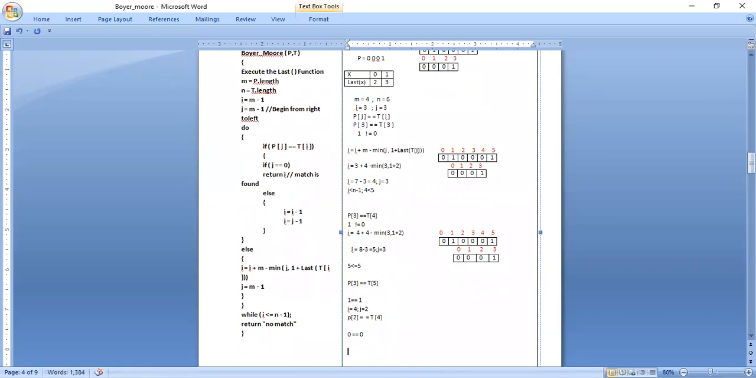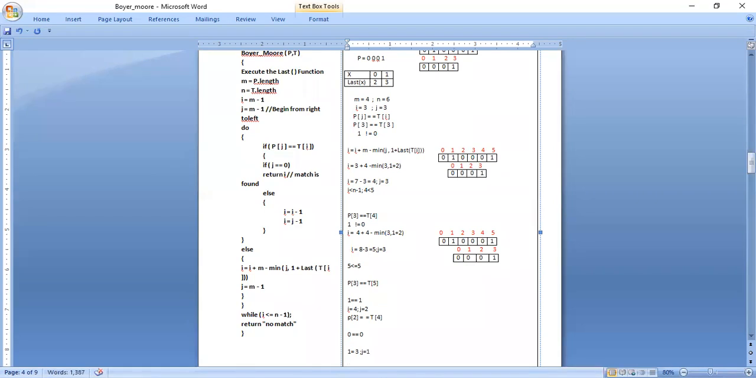So after matching, again we are supposed to check the J condition, whether J is equal to 0 or not. What was my J here? It was 2, so it is not 0. So again it goes to the else part, and I and J are decremented. Now I will be 3 and J will be 1.